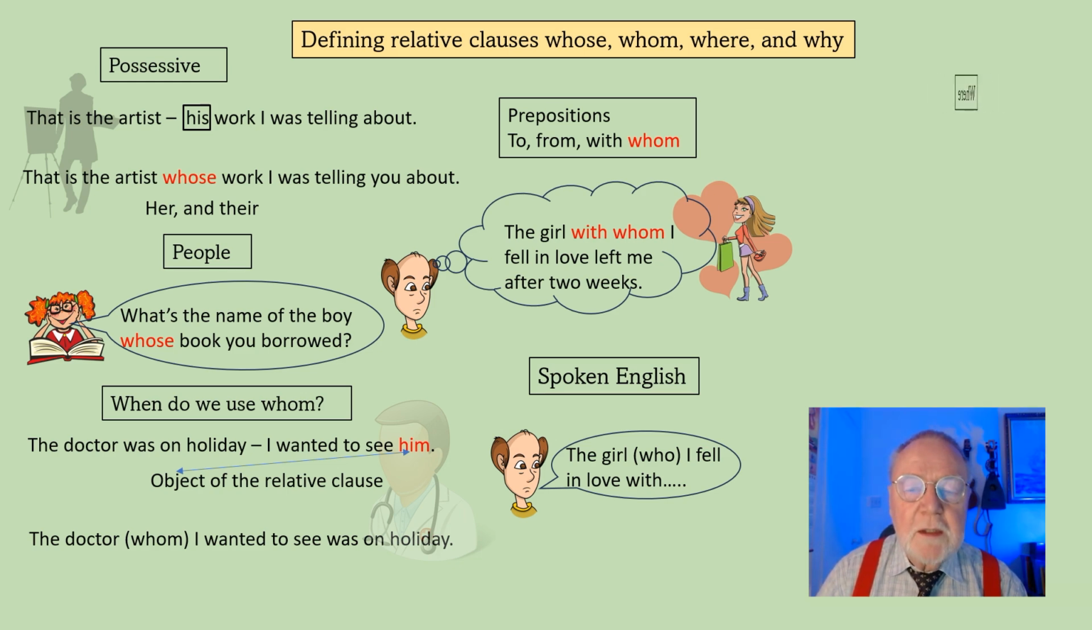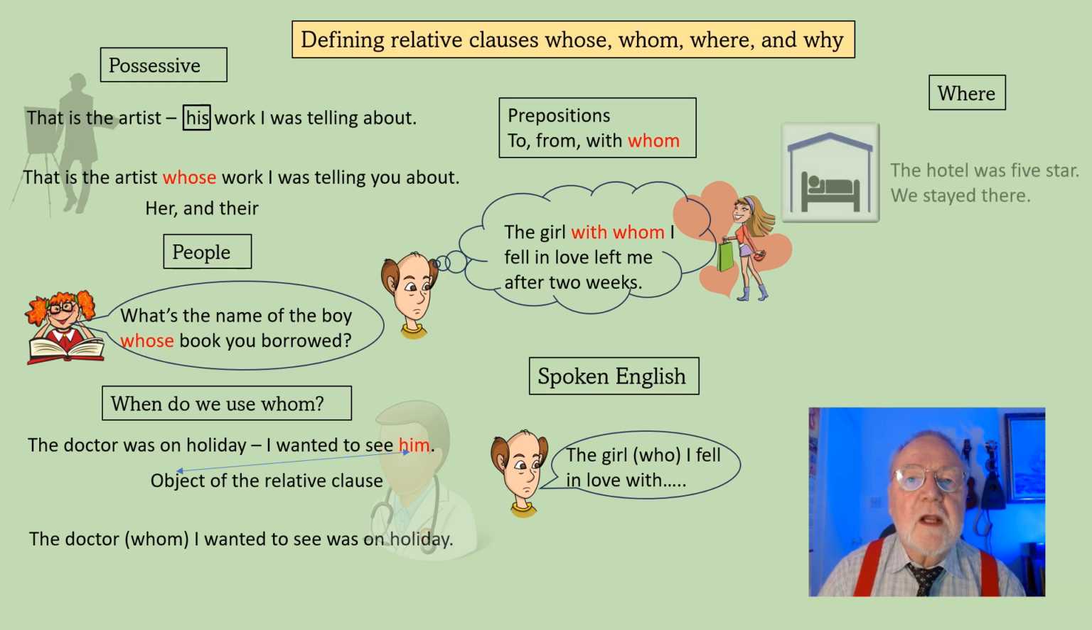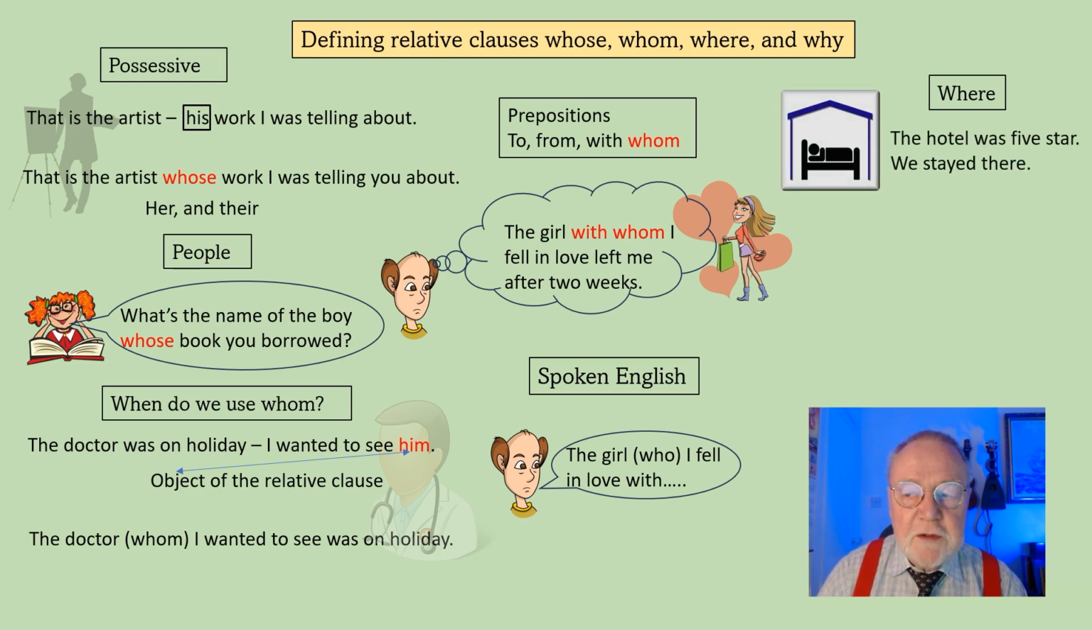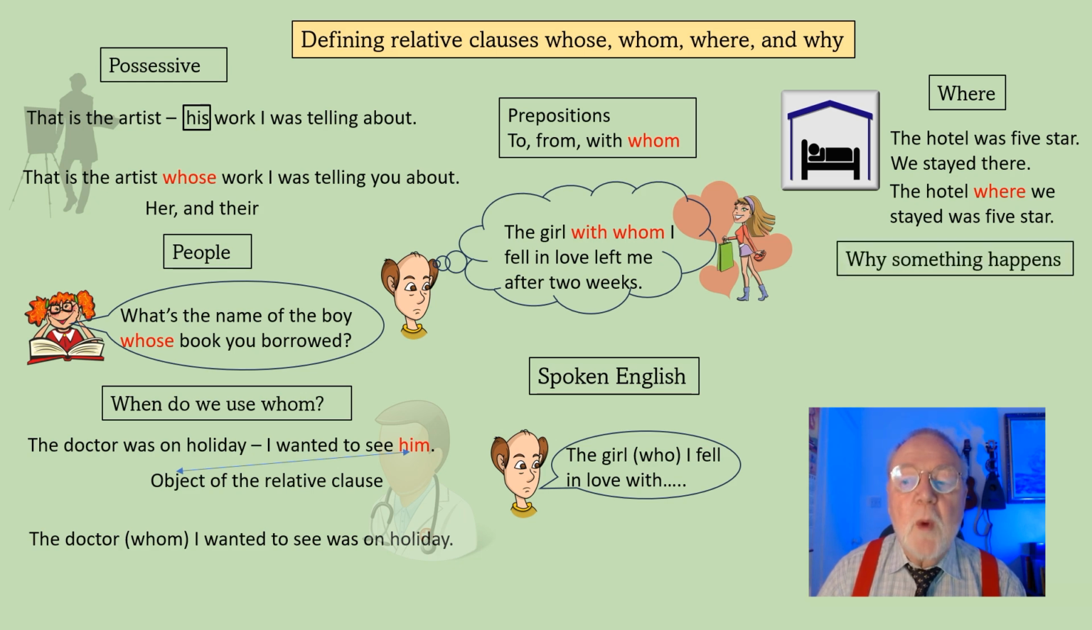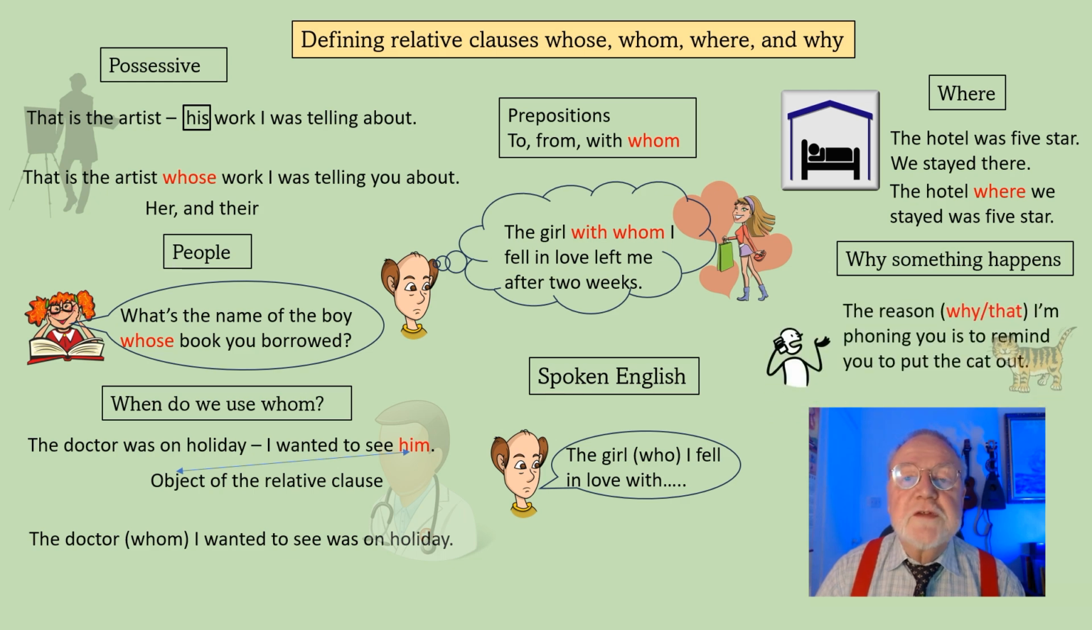We can use where in a defining relative clause like this. Here are our two sentences again. The hotel was 5-star. We stayed there. And we can make one sentence. The hotel where we stayed was 5-star. You can do a similar thing with the word why. And you can say why something happens. The reason why, or if you want to say it, the reason that, they are equal here, I'm phoning you, is to remind you to put the cat out.